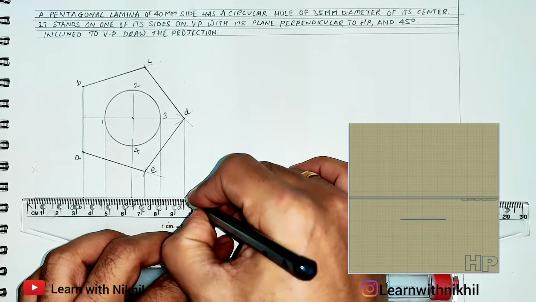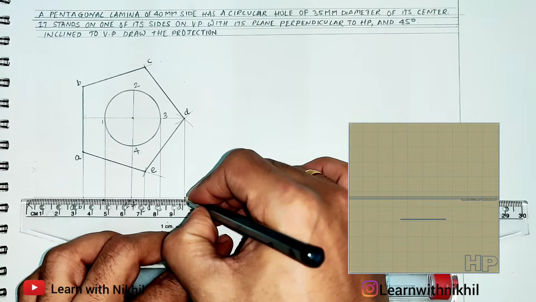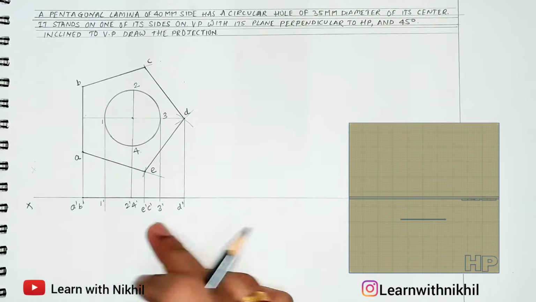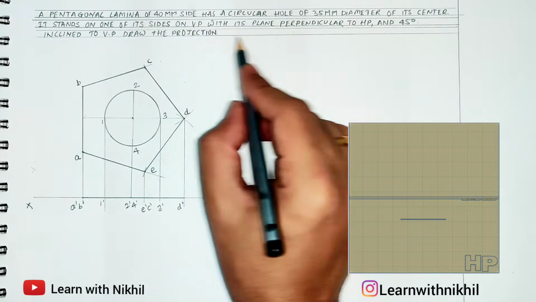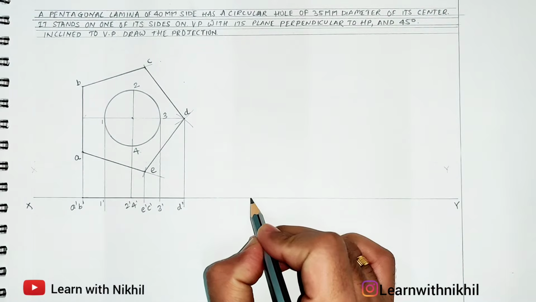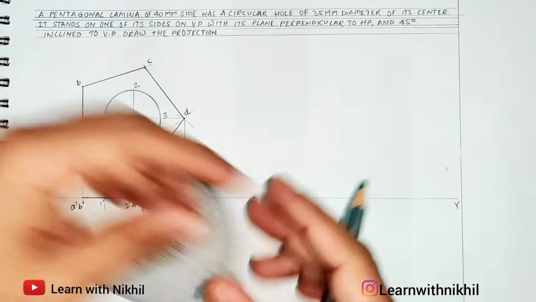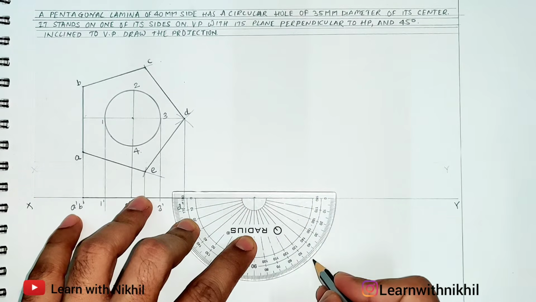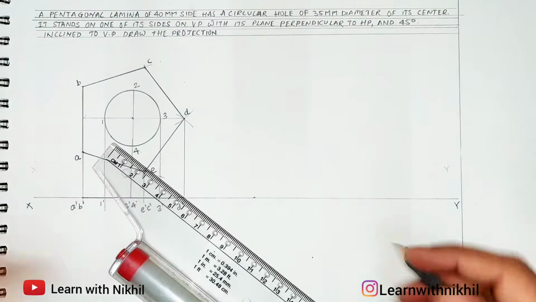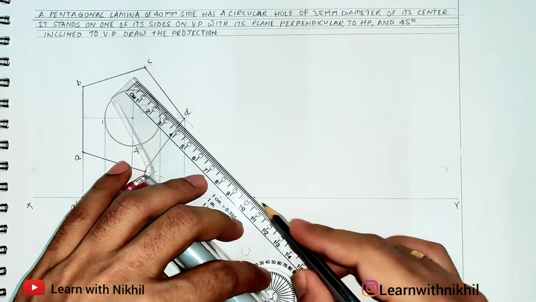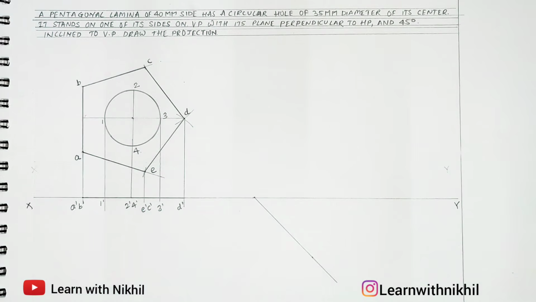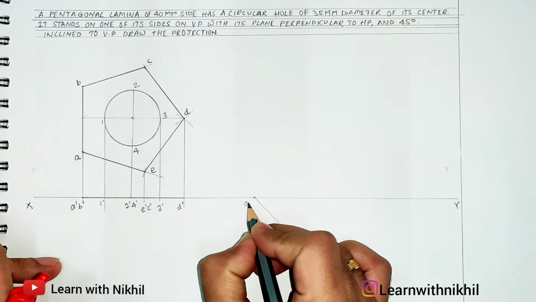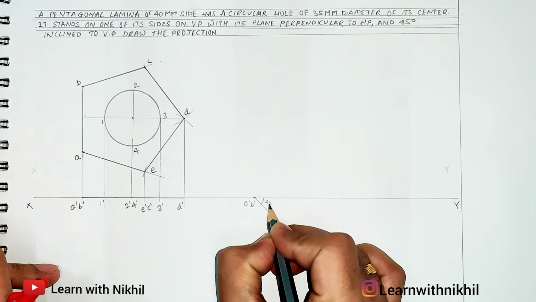Now this is the view from the top. The pentagon will look a straight line from the top view, as you can see in the image also. Now further it says it is inclined at an angle of 45 degree to the vertical plane. So from here point, I am drawing an angle of 45 degree, drawing a line. So this is A dash, B dash, angle of 45 degree.